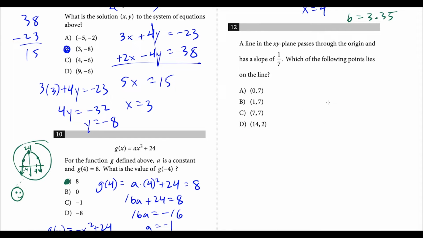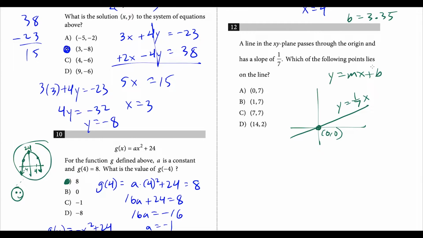So question 12, we have to know about linear equations here. So what we have is a line passing through the origin that has a slope of 1/7. So it's a line that's going to look something like this. And right away I see that this is going to be the line y equals 1/7 times x, because what we have is y equals mx plus b. The slope is m and the y-intercept is b. But if we're passing through the origin 0, 0, that means the y-intercept is 0. So y equals 1/7 x is our equation.